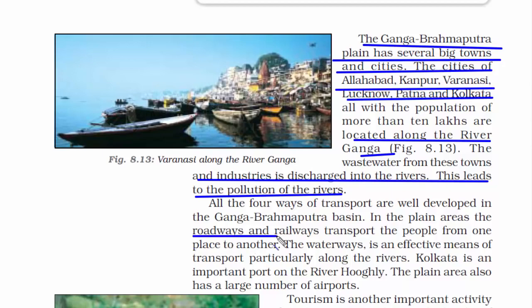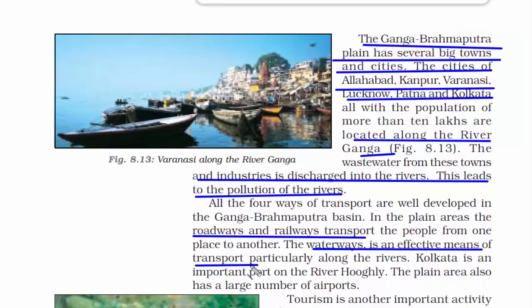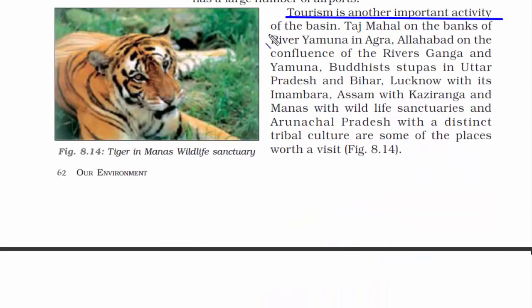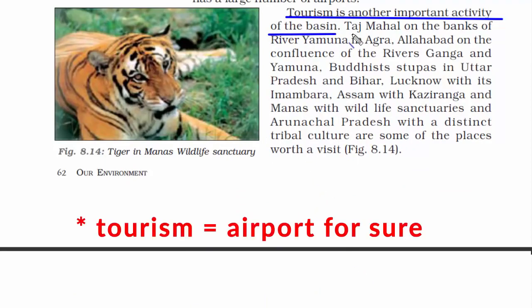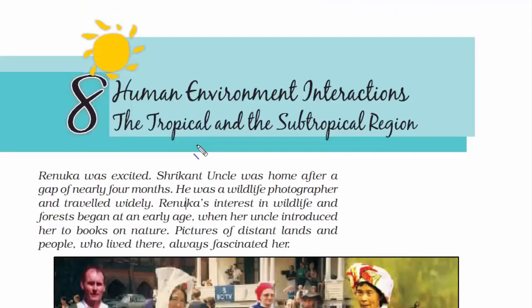In terms of transportation, railways, roadways and waterways are very effective means of transportation. These plain areas have also a large number of airports. These two river basins have also flourished the tourism industry. Taj Mahal, Buddhist stupas, then Imambara, wildlife sanctuaries like Kaziranga, Manas, and the distinct tribal culture of northeastern part of India attract a lot of tourists from all over the world. So this was all about the Ganga Brahmaputra basin.